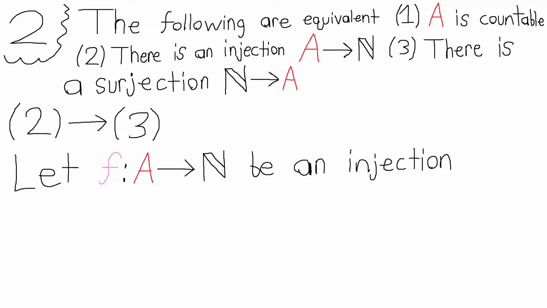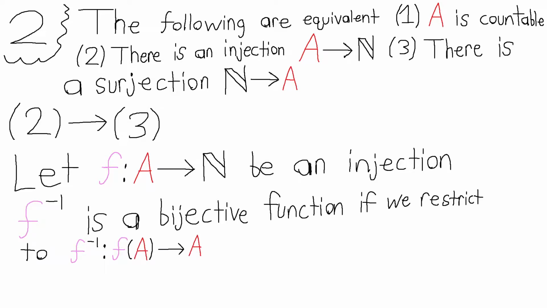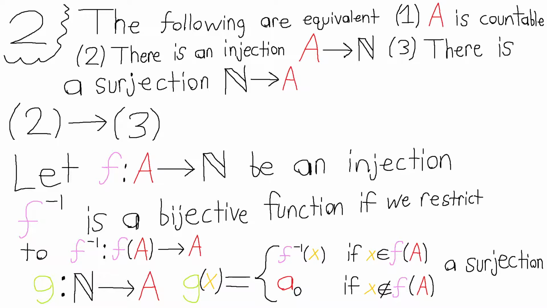Let f be an injection from A to the natural numbers. f becomes a bijection if we restrict the codomain to the image of A. Furthermore, the inverse relation f inverse becomes a bijective function if we restrict the domain of f inverse to the image of A. We now have a surjection from a subset of the natural numbers to A. To obtain a surjection defined on all the natural numbers, we just need a place to send all the natural numbers that aren't in the image of A, which can be some arbitrary element of A that we will denote A0.